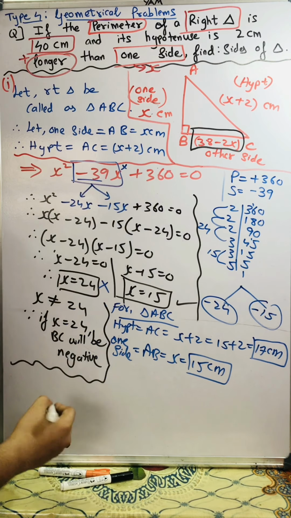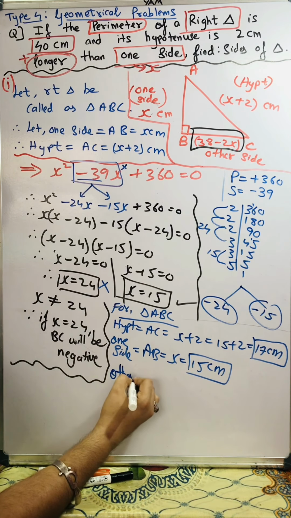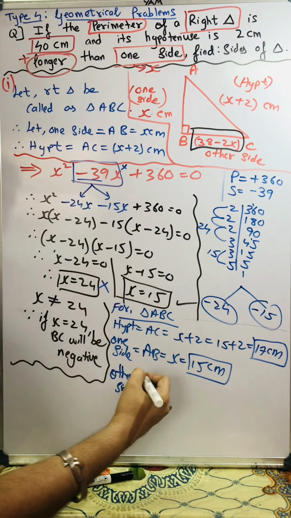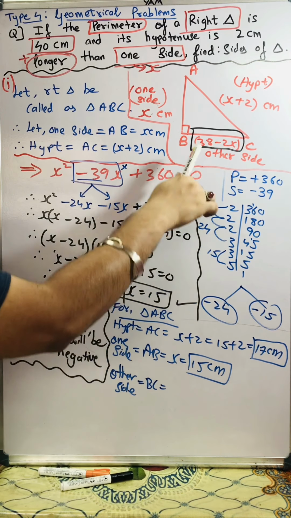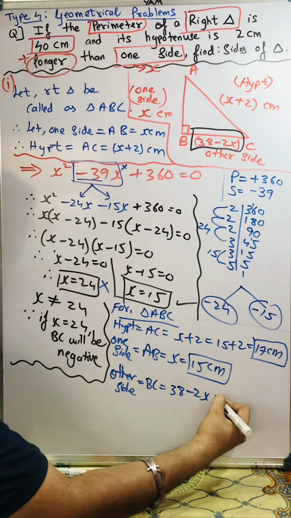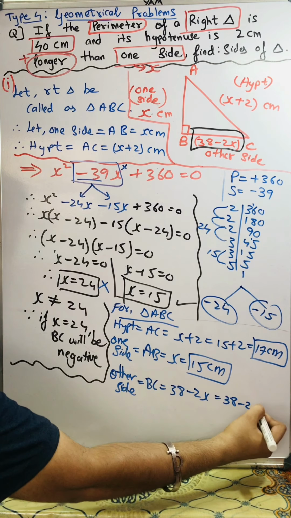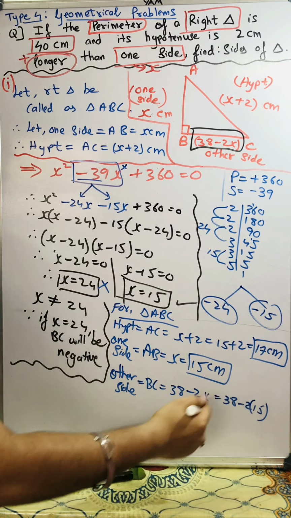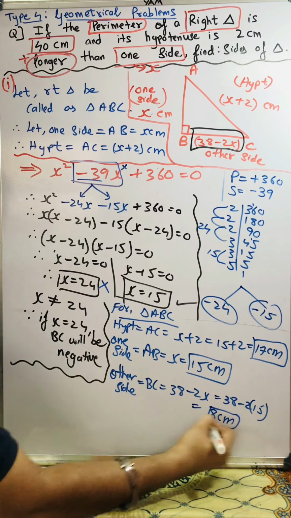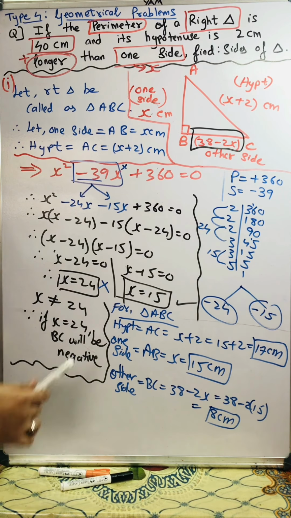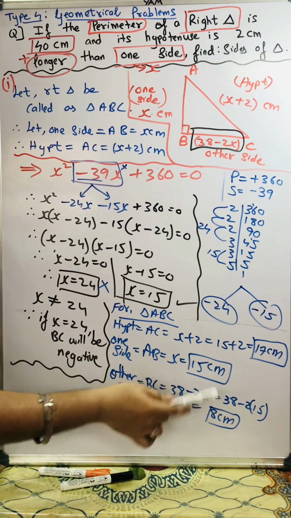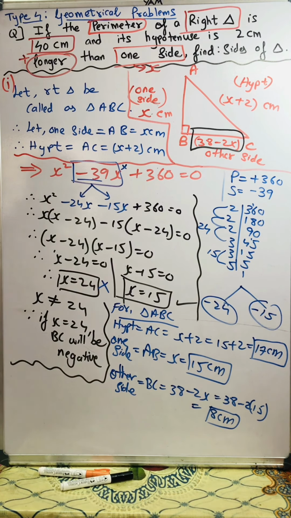And the third side, or which we call as other side, is equal to, it's what? BC. It's BC which is termed as 38 minus 2x. 38 minus 2x is equal to 38 minus 2 multiplied by 15. 2 15s is 30. 38 minus 30 is 8 centimeter. So we got all the three sides of our triangle. Okay, we got AC as 17, AB as 15, and the other side BC as 8 centimeter.